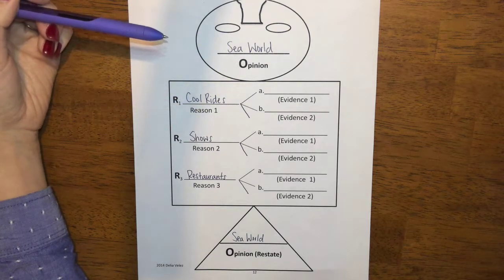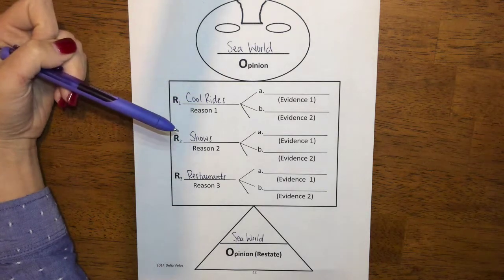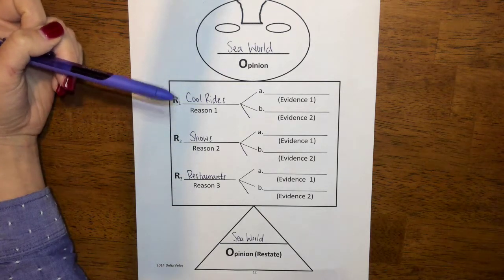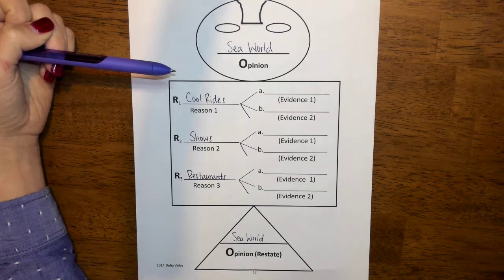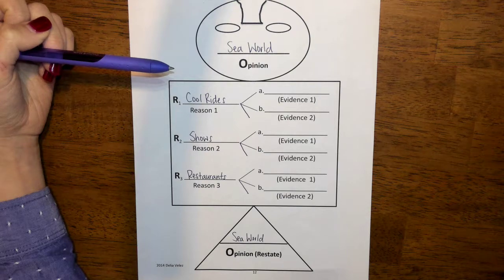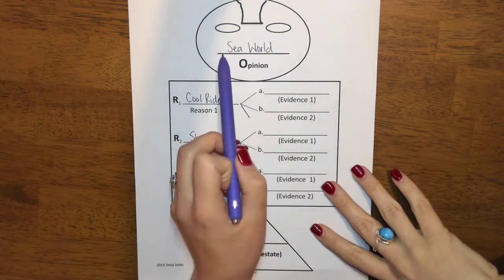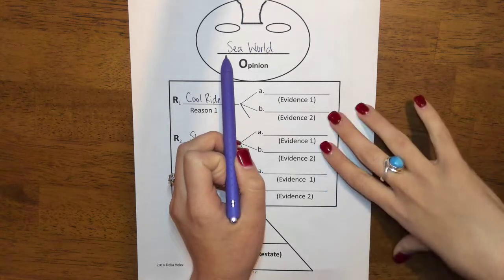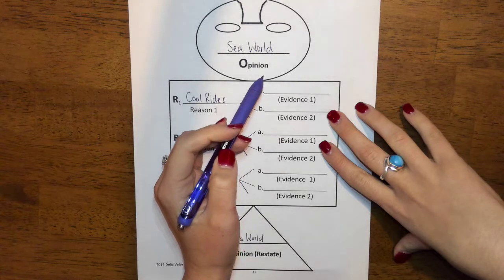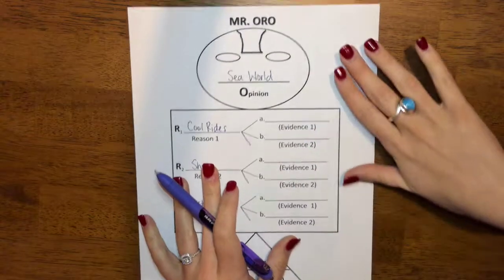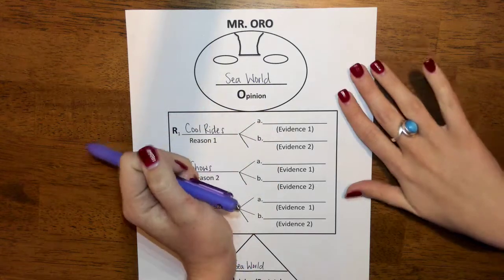So I'm going to introduce you to Mr. ORO. He is going to help you figure out how to format your opinion piece, and he is a great planning tool to make sure that you have everything that you need before you start writing. So the first thing that you need to do in your opinion piece is decide what's your opinion. And we know that we're talking about the best theme park. So right here, I wrote SeaWorld because that's my choice.